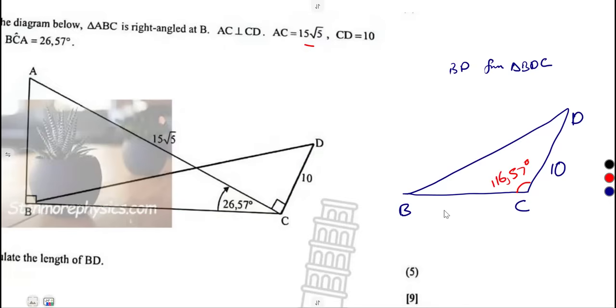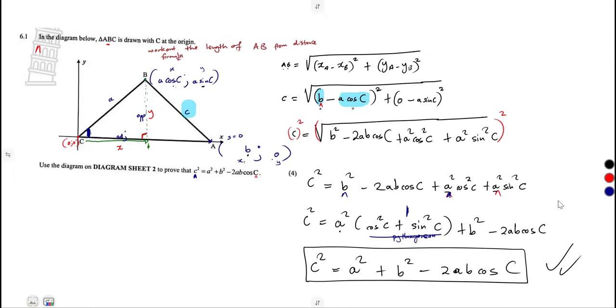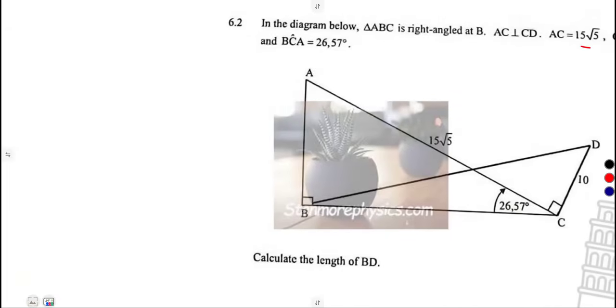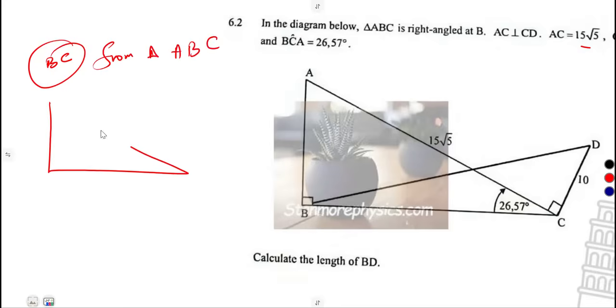As we can see, we do not have this side so that we can determine the length of BD using the cosine rule. We do not have BC, so we must calculate BC first. From where? If you consider the right angle triangle ABC, it can help us to calculate BC. So we must find BC from triangle ABC, which is a right angled triangle.